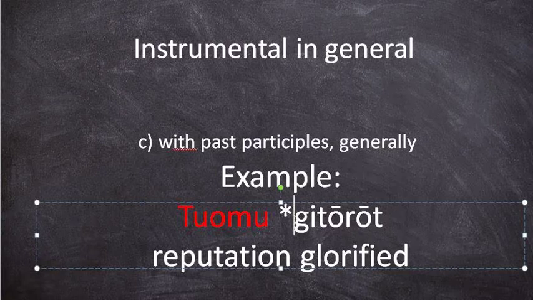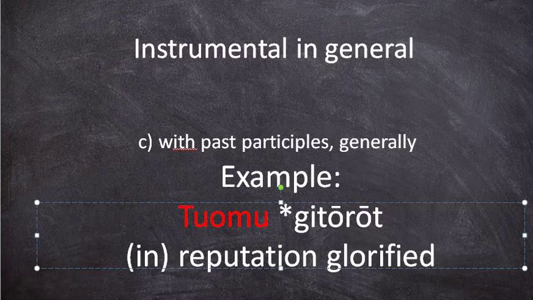So essentially, glorified in what? In what way? Glorified in reputation, or glorified by reputation. In reputation would be a better translation in English, right? So glorified in what? Through what? By what? Reputation. Moving on.